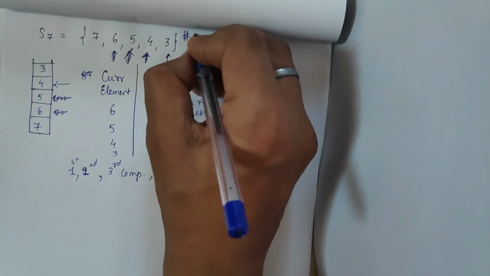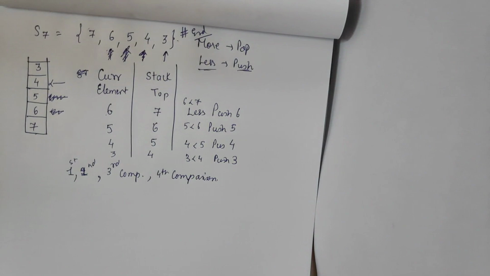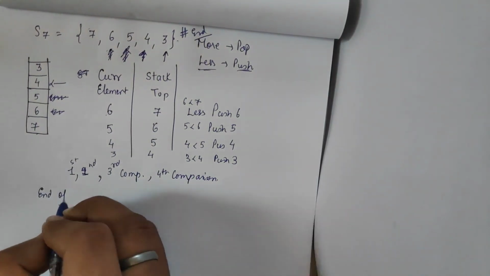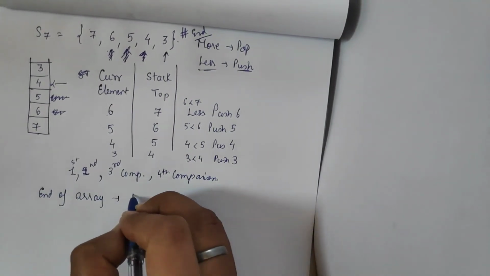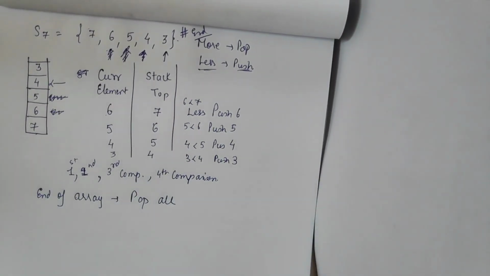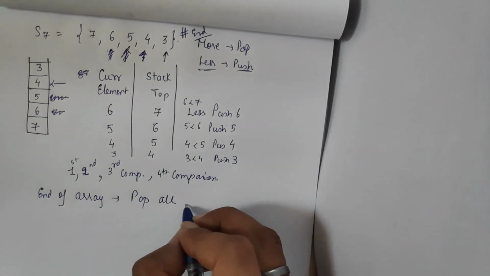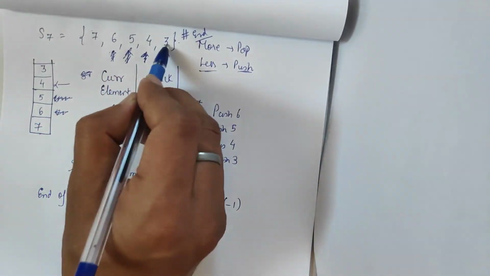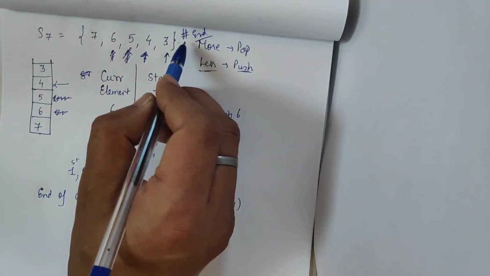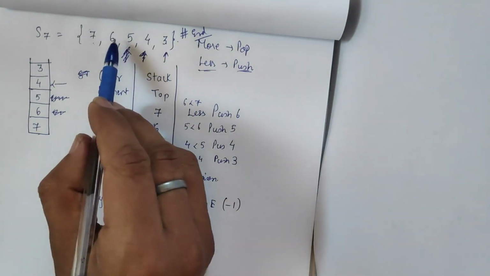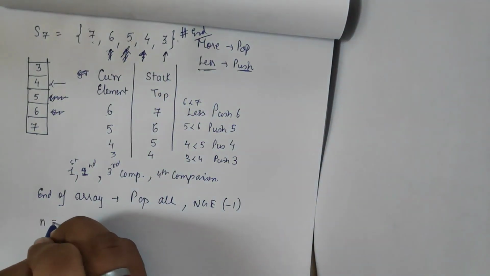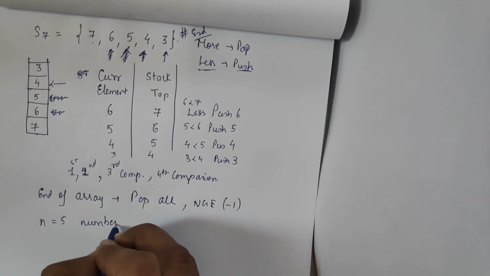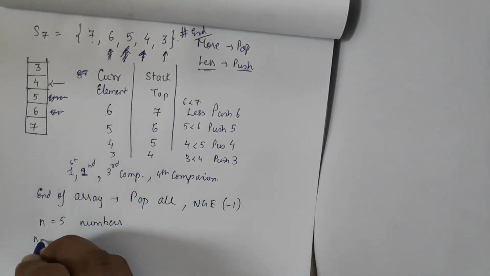Now what happens? End of the array. What do you do at the end of an array? You pop all. At the end of the array, pop all, and the next greater element is -1. You can also see here 7, 6, 5, 4, there is no greater element for anything, right? So how many numbers did you have? 1, 2, 3, 4, 5. So n is equal to 5. And how many comparisons did you require? n minus 1 comparisons.